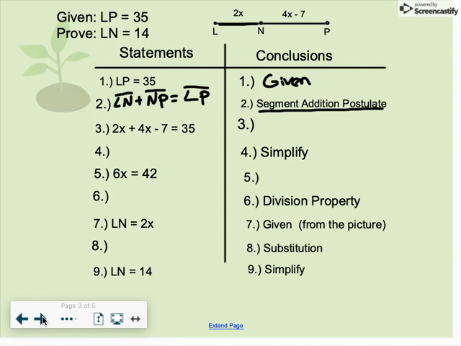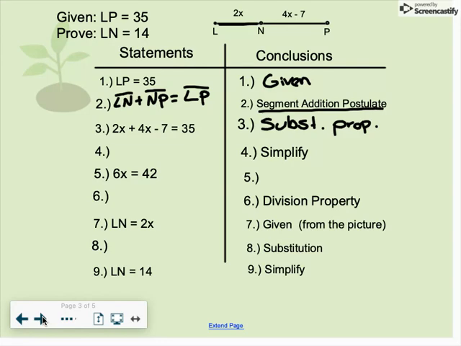Right? We learned about that in our first chapter about adding segments together, two smaller pieces equal the whole larger one. Now notice what we did: we had LN plus NP equals LP. We just substituted in the values for both LN and NP, as well as LP, which we are given all of those. LP was given to us, and then the other two were given to us from the picture.